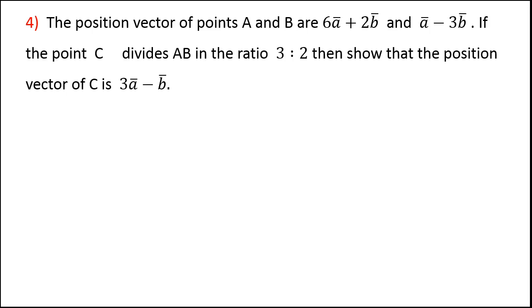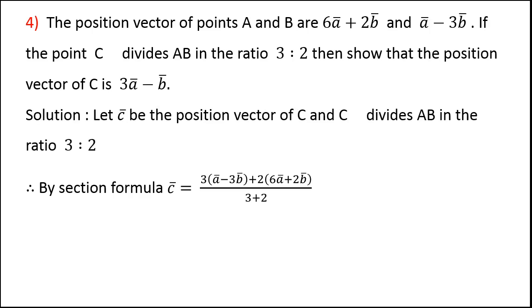Now the next application of the section formula. The position vectors of points A and B are 6a bar plus 2b bar and a bar minus 3b bar. If point C divides AB in the ratio 3:2, then show that the position vector of C is 3a bar minus b bar. The answer is also given here. We have to use the section formula to find the position vector of C.